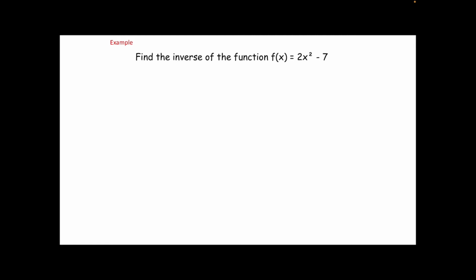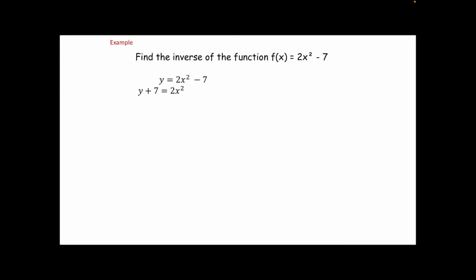So the first thing we do here is swap our f(x) with y. This gives us y equals 2x squared minus 7. We now rearrange this equation so that x is our subject. That means we'll have x on one side of the equation and everything else on the other. This gives us y plus 7 equals 2x squared.